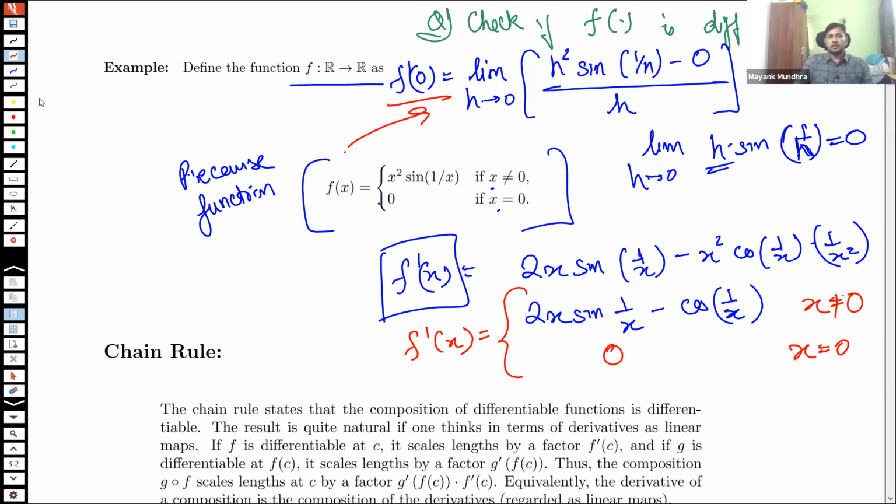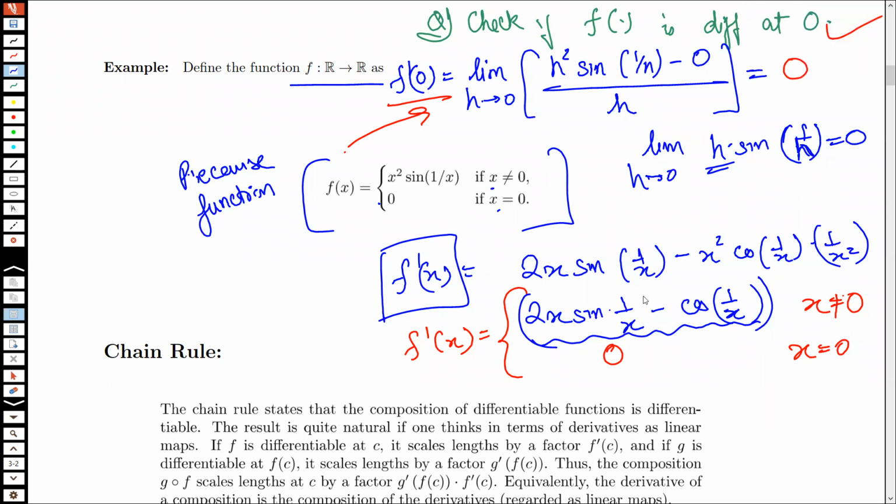So tell me, what is the limit of this function? Let me ask this to Kritika. What is the limit as x tending to 0 of this part, 2x sine 1 by x minus cos 1 by x? Is it minus 1? Okay, let me break it down for you. What is the limit for this thing, Kritika? Limit as x tending to 0 of 2x sine 1 by x.